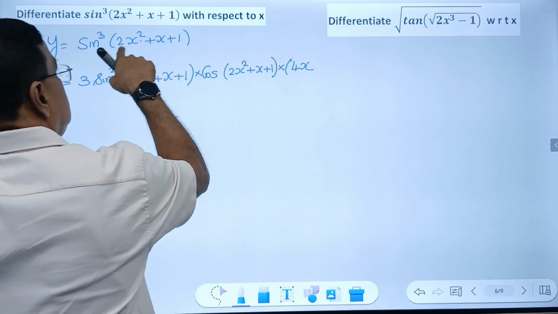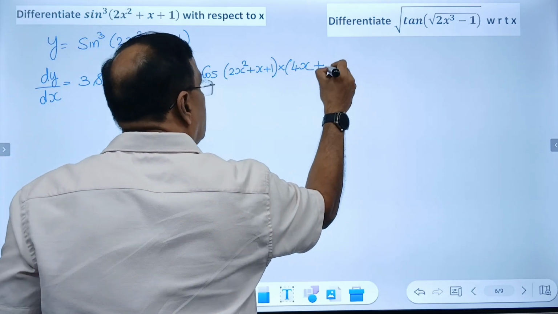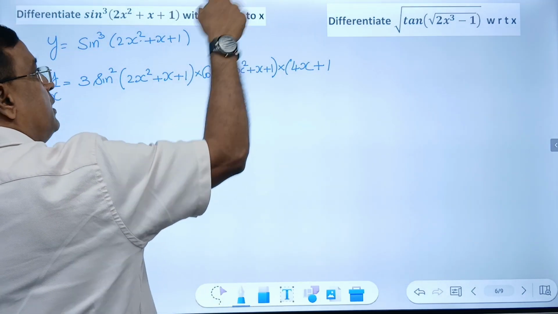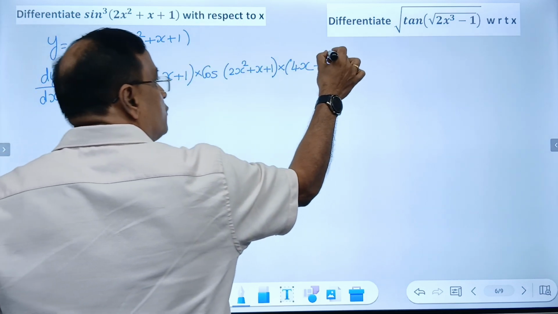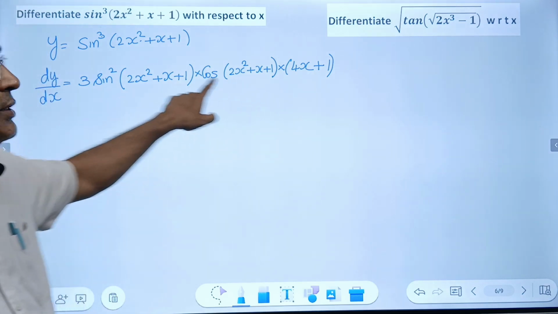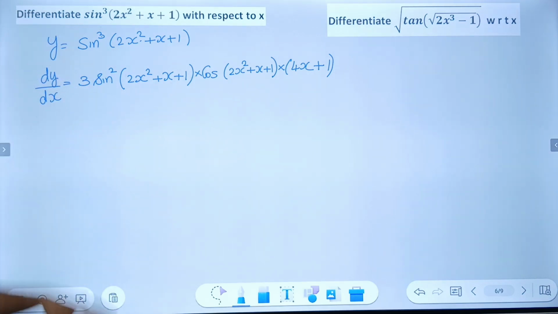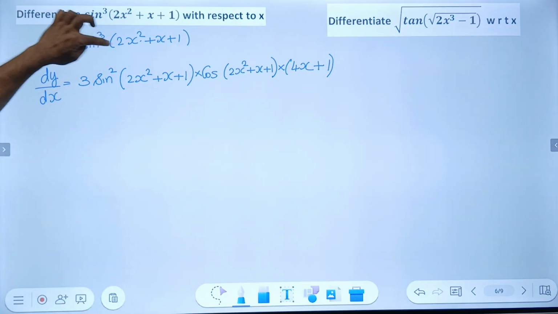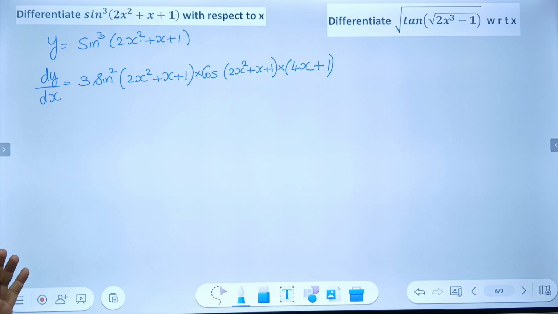4x plus 1, because differentiation of x is 1 and differentiation of 1 is 0. So you can close it. So this is complete differentiation of this term. Power, base, angle. Done. Okay.